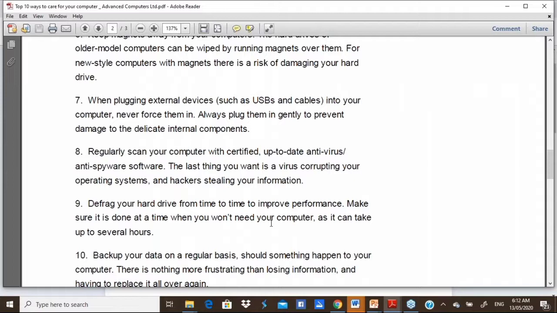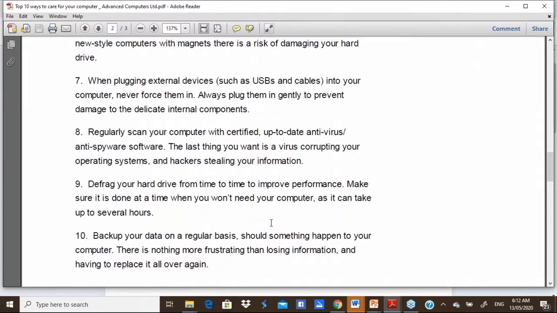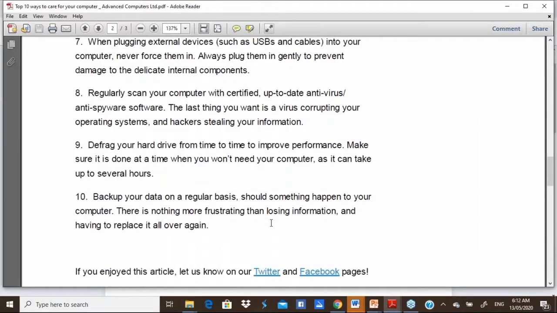When you defragment, it allows the system to delete old and junk files that are accumulating unnecessary space on your system, either on your hard disk or your memory files and the rest. Then lastly, back up your data on a regular basis.